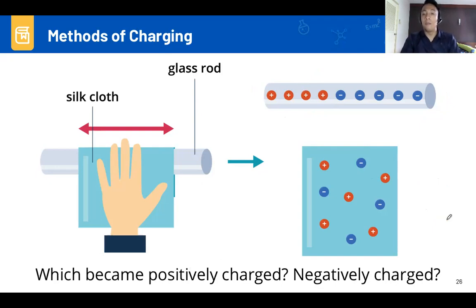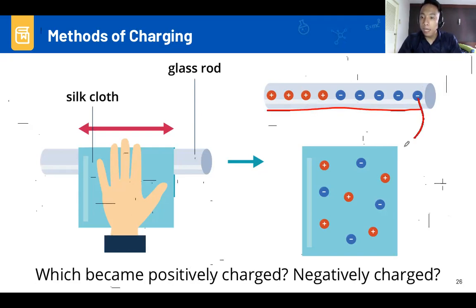Which became positively charged or negatively charged? Tandaan ninyo, ano yung palaging matatransfer? Electrons, tama? So negative, since dito is may imbalance siya, okay, so ang magbibigay, this one. So pupunta yung isang negative dito para mabalance yung glass rod. Okay, so mabibigyan siya ng isang negative, so this will become positive now, and this will become negative. So the positively charged now will be the glass rod, and then the negatively charged will be the silk cloth.